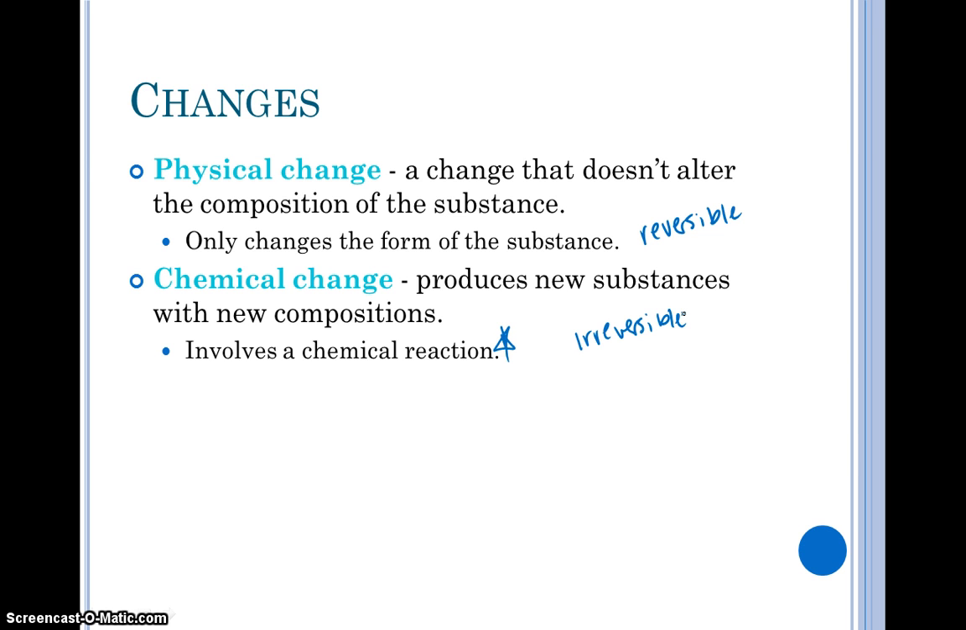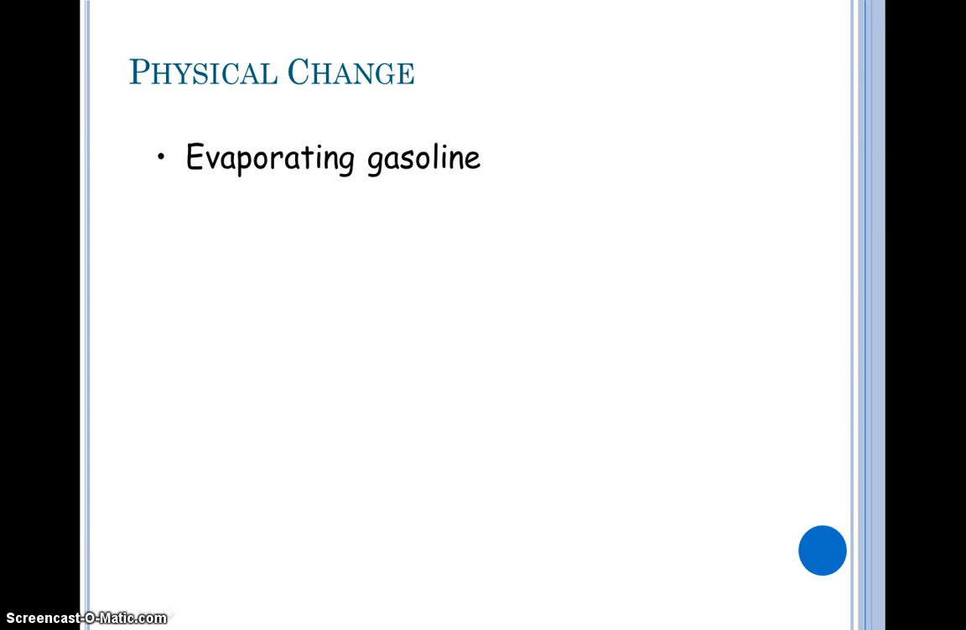So let's look at some examples. Examples of physical changes include evaporation. So that smell you have at the gas station is the liquid gasoline evaporating. You're smelling the gas particles in your nose. That's just a state change, and state changes are always physical because we can reverse them.